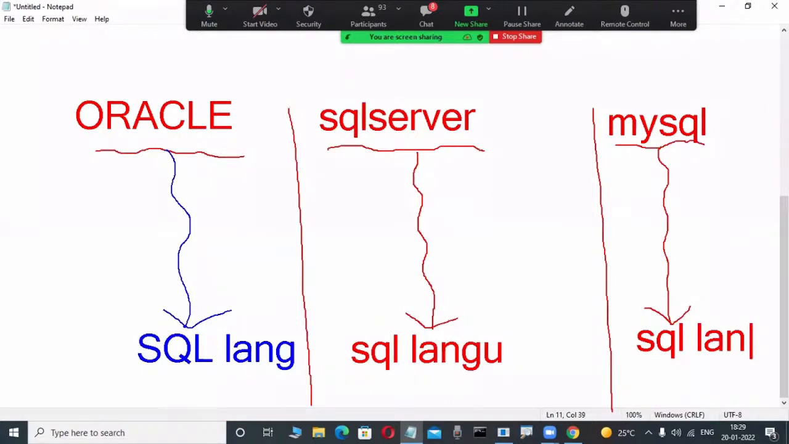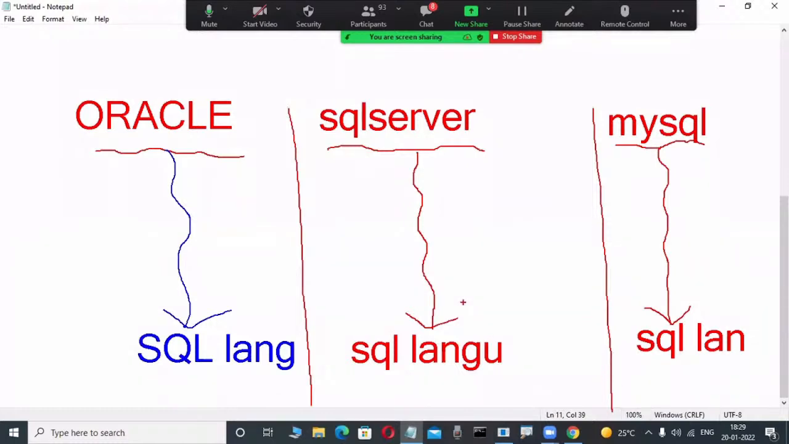Now what is my doubt? Many people attending this demo class have this doubt: are all these SQL languages the same or different? Whether you are working on an Oracle database product, or your friend is working on SQL Server, or another friend is working on a MySQL database product, all of you use the SQL language. But are these SQL languages the same or different? Only one answer is correct.